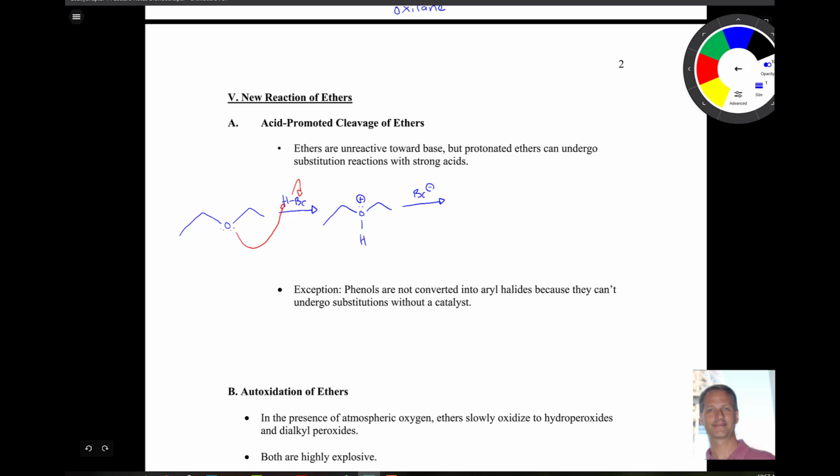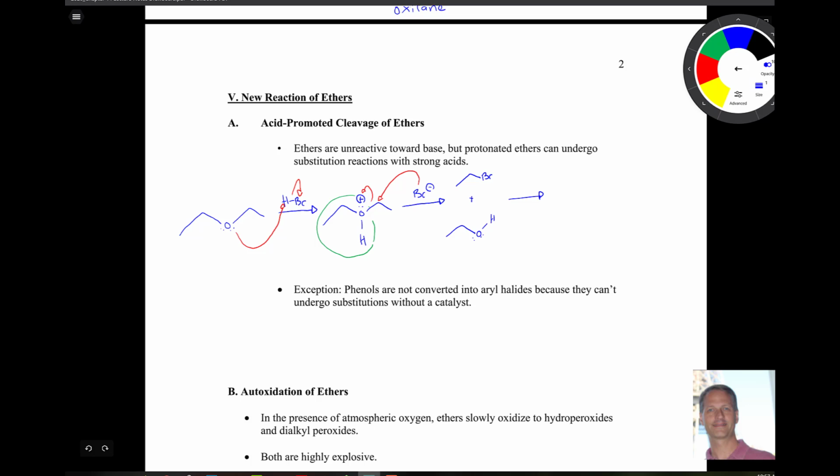So bromide now can come over and it can attack really either side here. So it's going to come over and let's grab a hold of that carbon and let's do this. All right, so one of those products is going to be ethyl bromide, and then this here, that's your leaving group. So you're going to have an alcohol, so plus, in this case, ethanol.